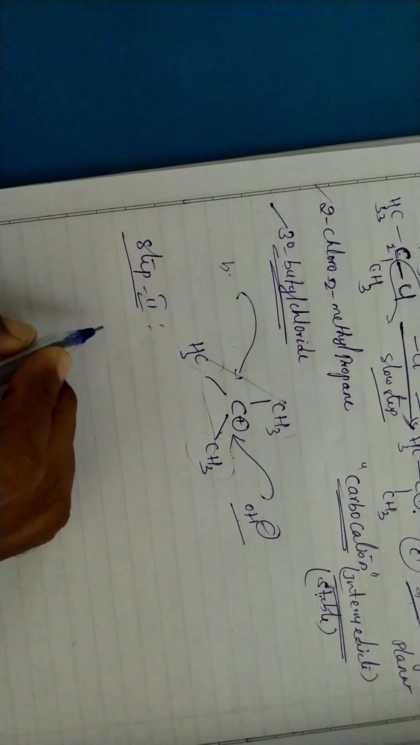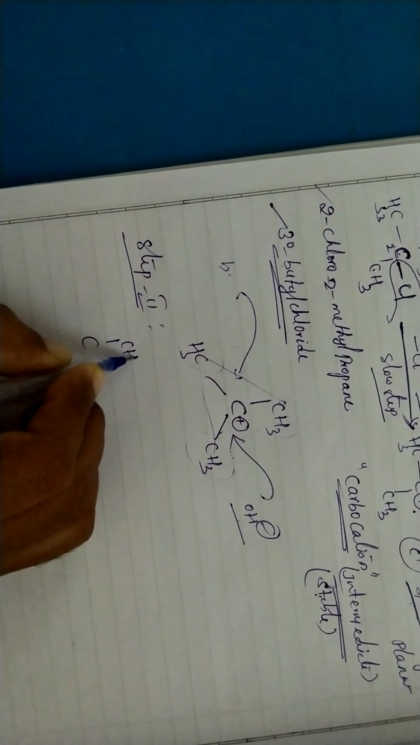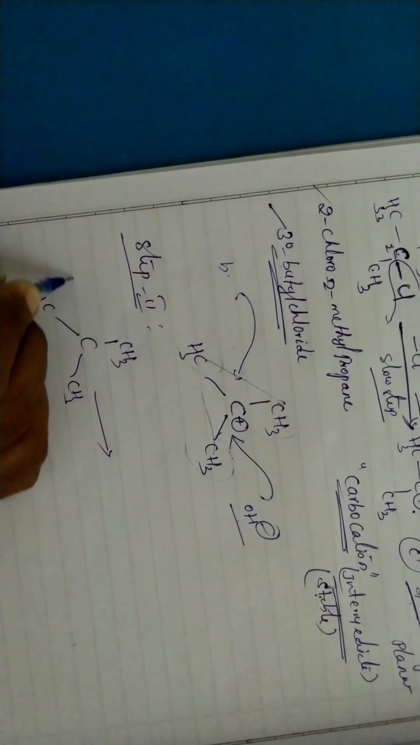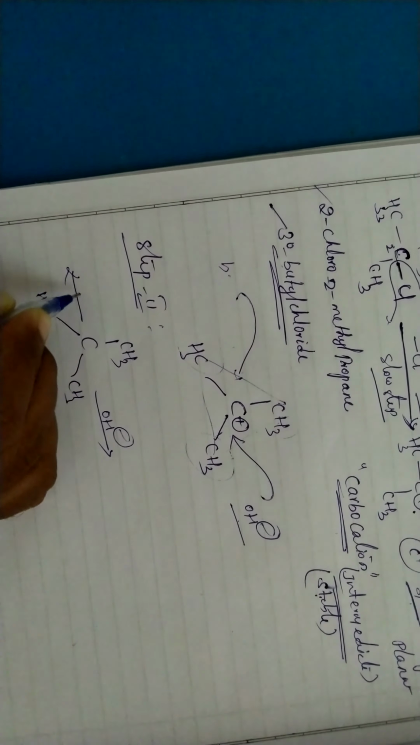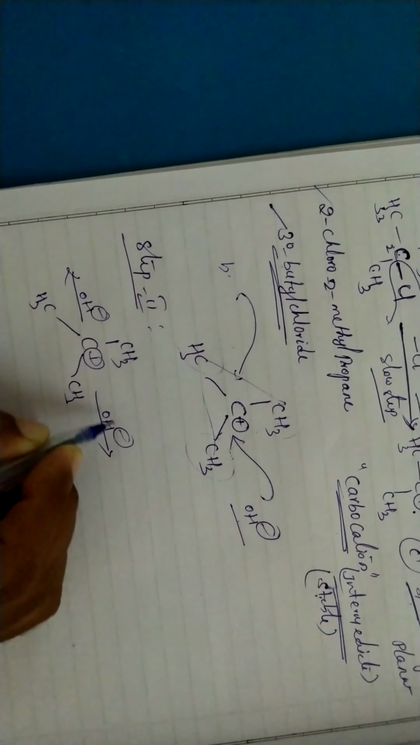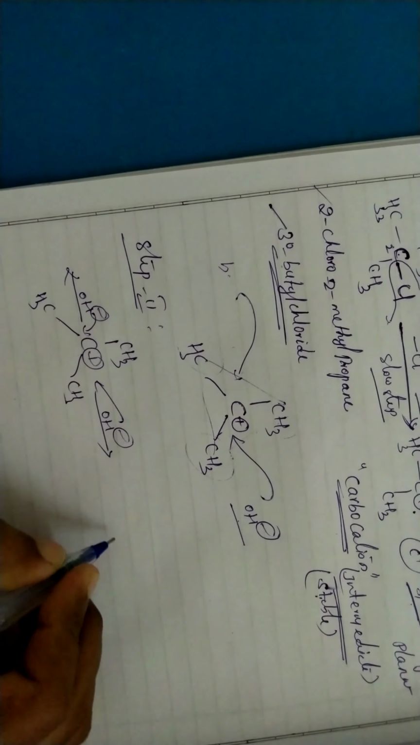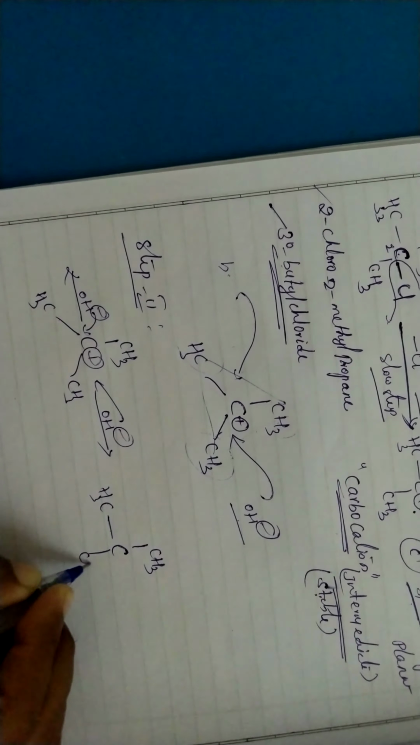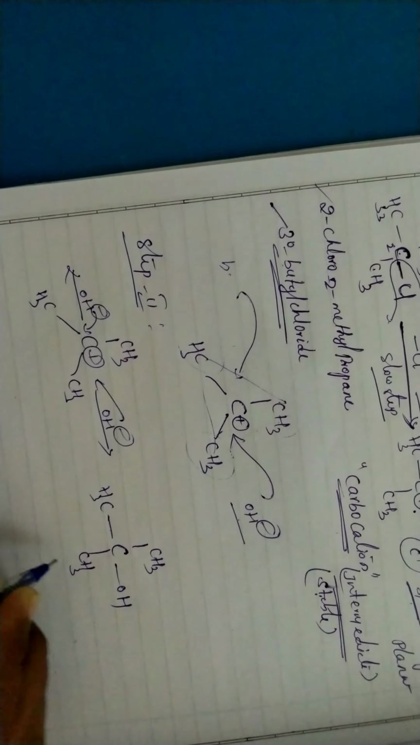So in the second step, what we are getting here, the intermediate can be attacked by the OH minus in both ways, from front and back. So what are the products we are getting here? See here, CH3 and CH3. This is the front side attack.